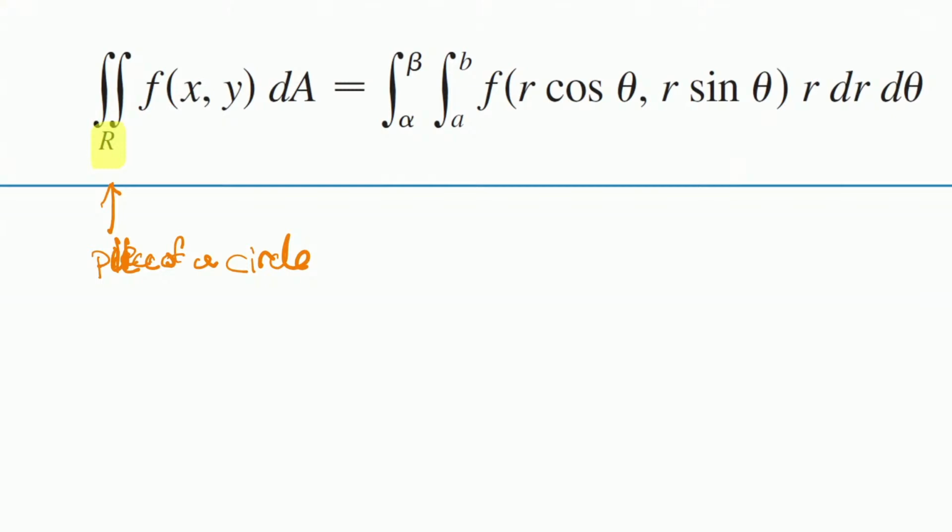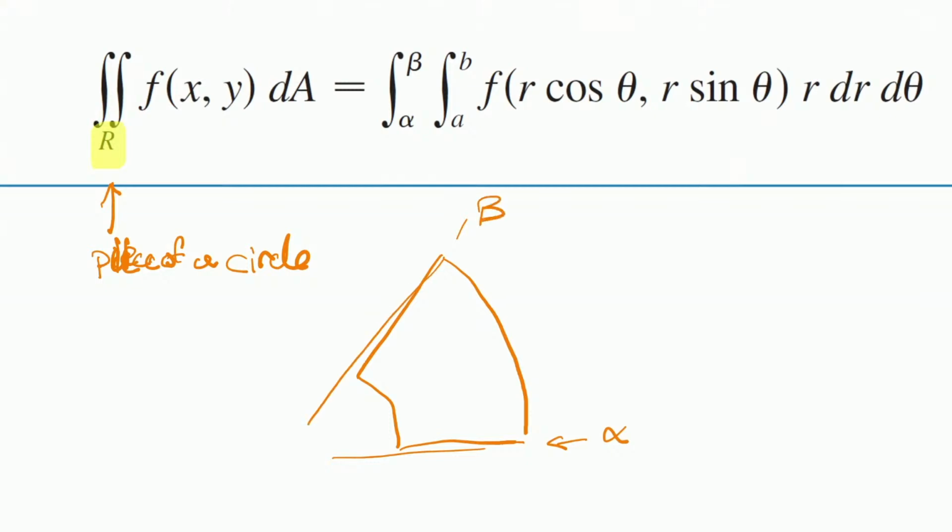What piece is it? It's the piece that goes from alpha to beta. Here's what you want to think about. So this angle is alpha. This angle up here is beta. This is A and this is B in terms of the radius. So you have this piece of a circle. The A and the B are the radius. The alpha and the beta are the angles.